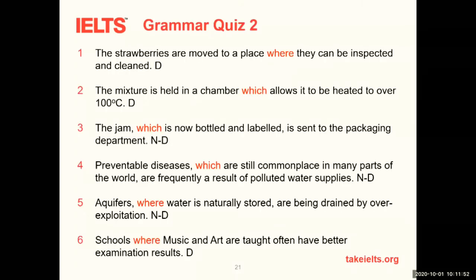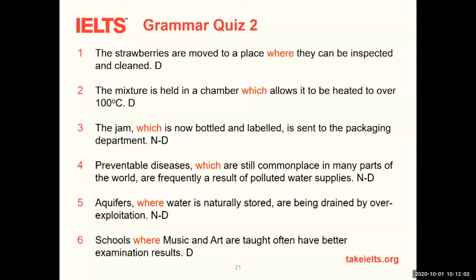Okay, the same thing applies for number 2. If we just look at the main sentence, we've got the mixture is held in a chamber. Well, again, we don't know what that chamber is. It could be anything. But if we add a defining relative clause, it tells us exactly which chamber, the chamber which allows it to be heated to 100 degrees. Okay, so defining tells us specifically what something is or where it is, whatever. But a non-defining just gives us extra information.